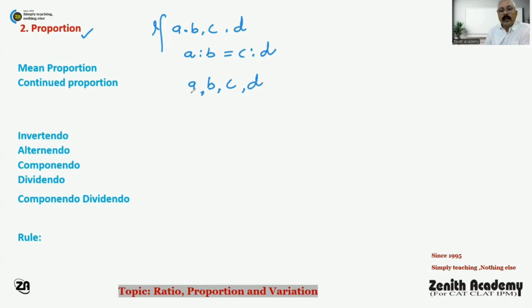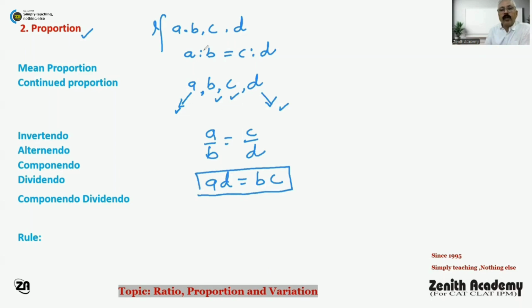Okay, here A and D are called extremes, and B and C are means. So here A upon B is equal to C upon D. It means A into D is equal to B into C. So if there are four numbers in proportion, then multiplication of extremes is equal to the multiplication of means. This is proportion. I think it is clear.